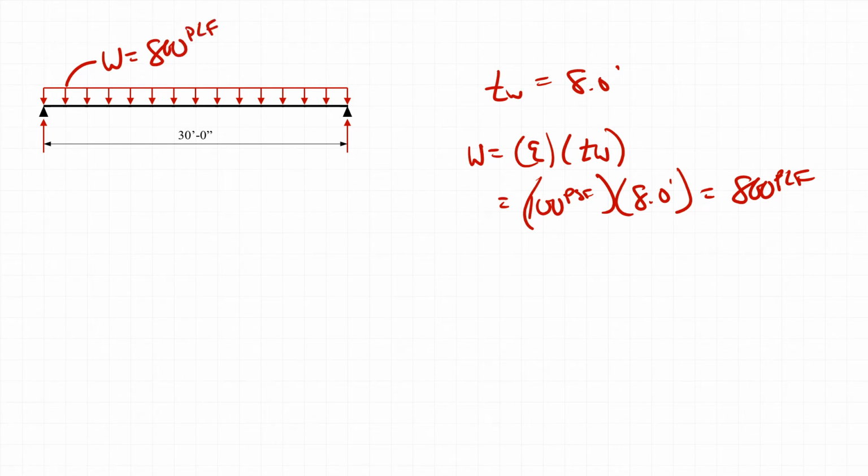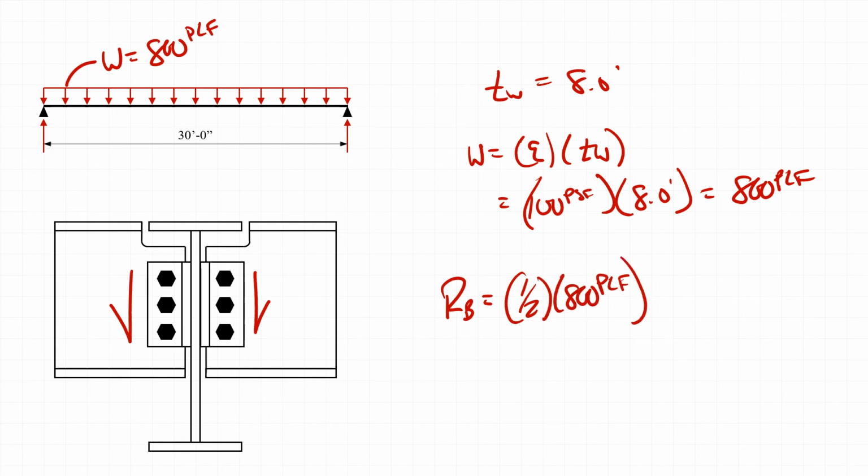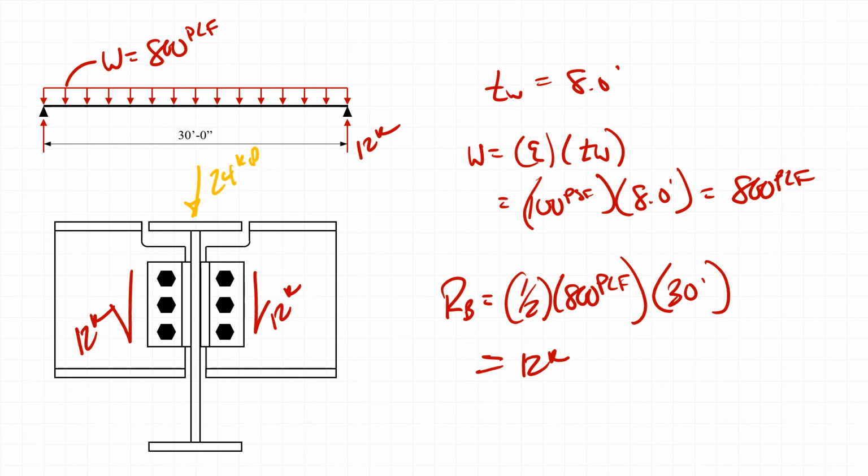All right, now if we look at how the filler beams frame into the girder again, that means that we have a reaction force there and a reaction force there. So that reaction force, R sub B, is going to be 1/2 of 800 pounds per linear foot multiplied by the length of 30 feet. So let's see, 800 multiplied by 30 divided by 2 gives me a total of 12 kips. So the reaction at each end of the filler beam is 12 kips. So that means we have 12 kips coming in from the left and 12 kips coming in from the right. So we end up with a total applied load at every intersection of 24 kips.